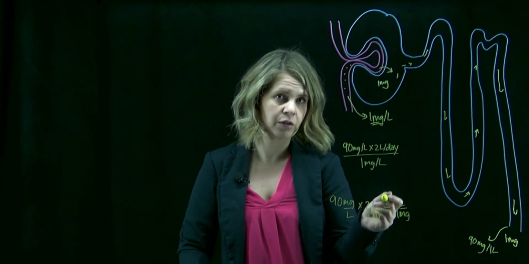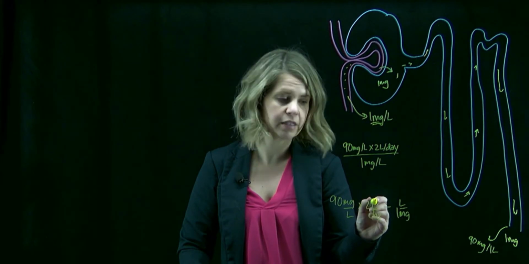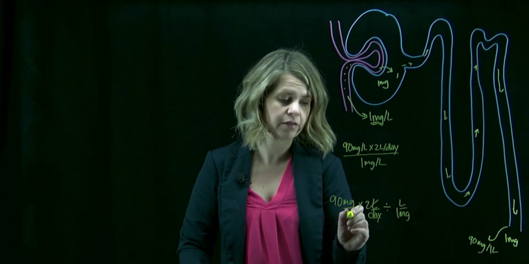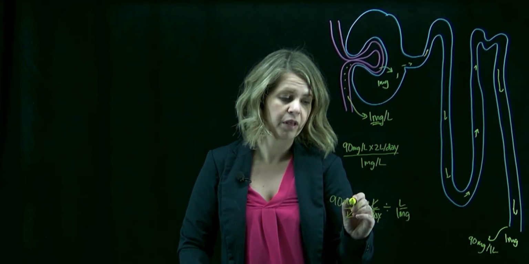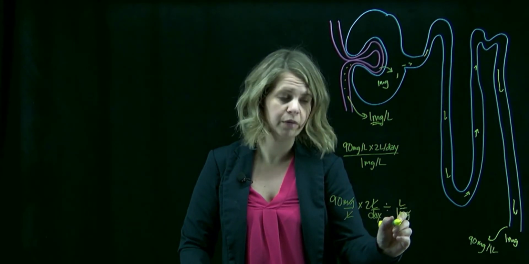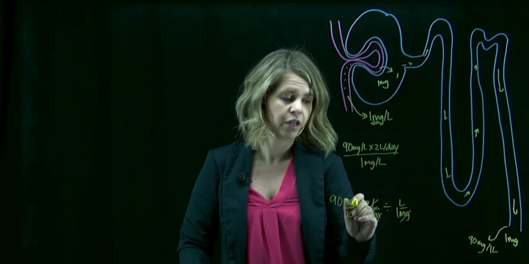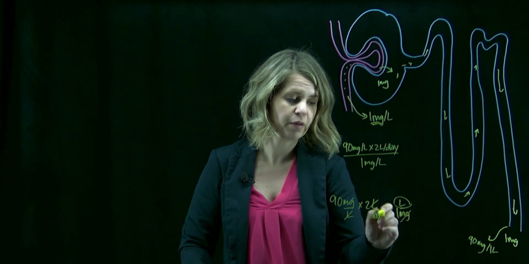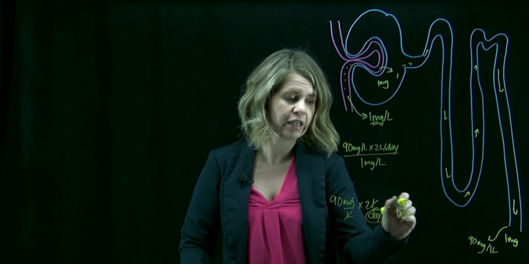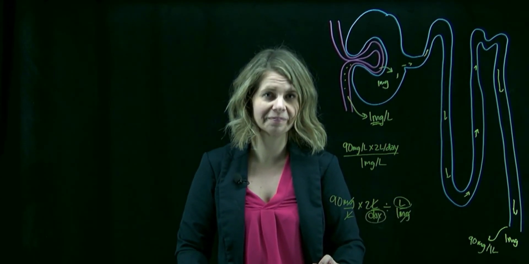We can cross out the units on the top and the units on the bottom that are the same. So we've got a liter on the top, can cross it out, liter on the bottom. We have a milligram on the top and we have a milligram on the bottom of this calculation. So what we have left is liters on the top per day. So 180 liters per day is their GFR.